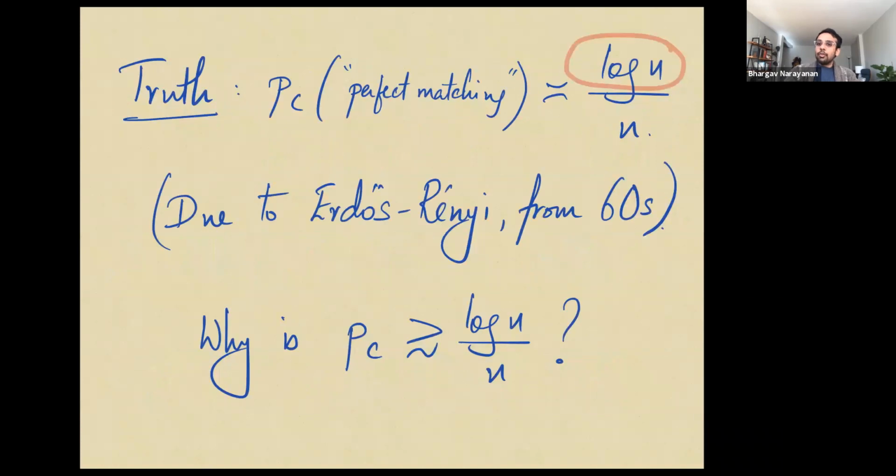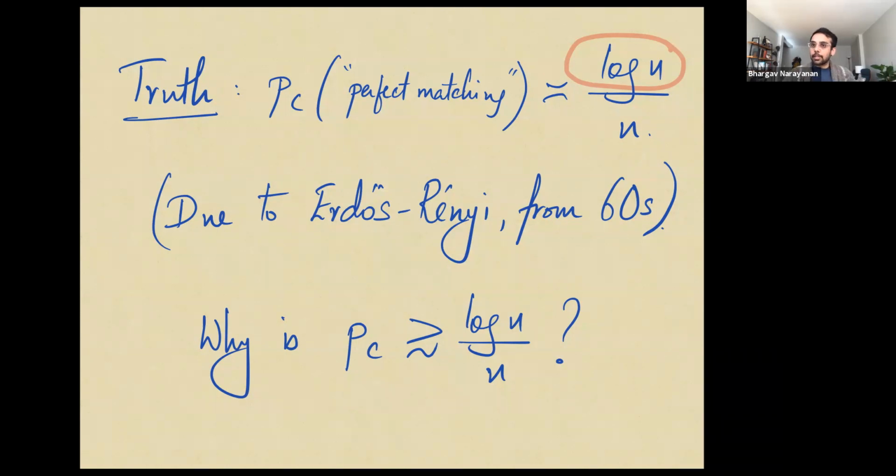But as many of you know, that's not the truth. The truth in this case is actually something like log n over n. So the threshold at which you start to see perfect matchings in G(n,p) is log n over n. And this is an old result of Erdős and Rényi from the 60s. And one can ask, why is it log n over n? Why is the first moment calculation incorrect?